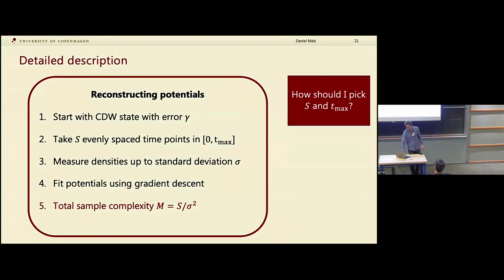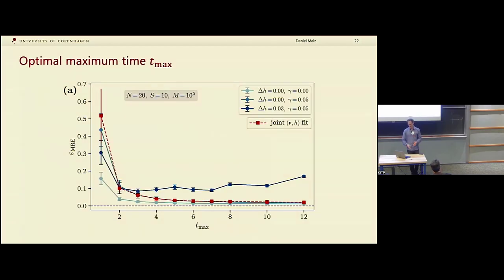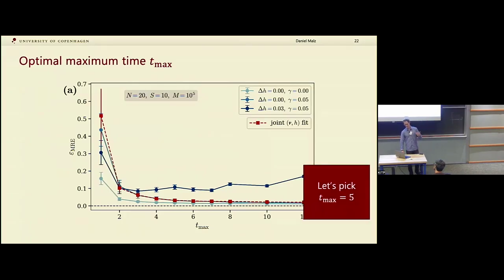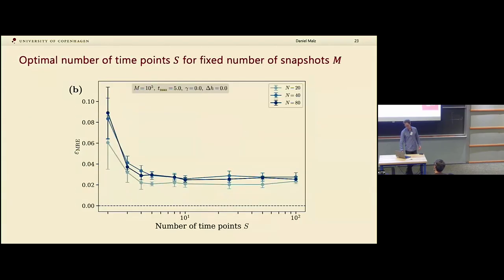Of course, you can ask how should I pick S and T max, and you can just try it out. So we optimized it. First we vary T max, and order 1 is enough. Looking at the mean reconstruction error, you see it decreases. Eventually, it grows again a little bit, and this is because we assume that you're not entirely sure what the hopping is in the Hamiltonian. But from this, you can see that any value like 5 is fine. So we pick T max equals 5.